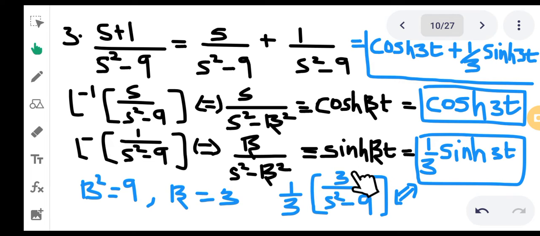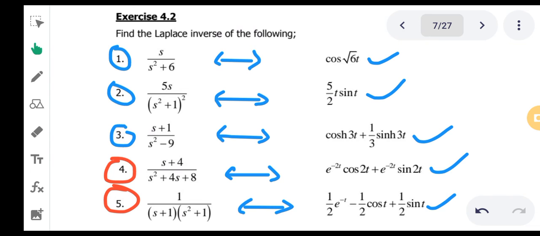So we just bring 3 to the numerator, then we multiply by a fraction 1 over 3. In the actual sense, the 3 there cancels the 3 here, so that you get back to 1 over s squared minus 9. And you know that 3 over s squared minus 9 gives sine beta t, which is sine 3t. But because 1 over 3 is multiplying, you are going to get 1 over 3 sine 3t. Okay, so we just add them. Therefore, the final answer would be cos 3t plus 1 over 3 sine 3t. That's why they had cos 3t plus 1 over 3 sine 3t.